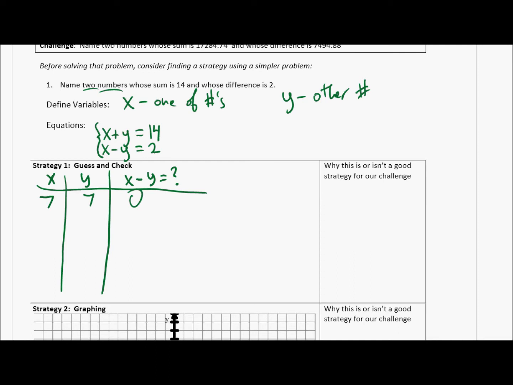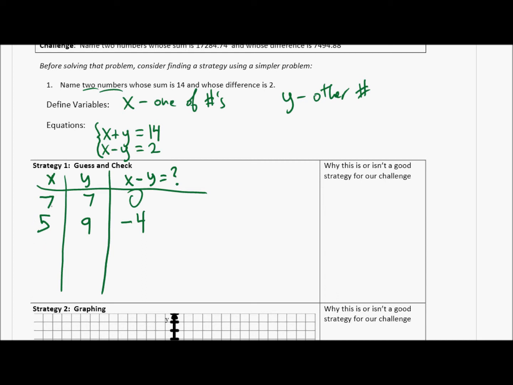So I try again. Maybe I'll make X be 5 this time. Well, 5 plus Y is supposed to equal 14, so it has to be 5 plus 9 would give me 14. And now if I do 5 minus 9, I end up with negative 4. But I wanted to end up with 2. Not only am I not at the correct answer yet, but you'll notice from my first guess, I've actually gotten further away from the answer. So I don't want to make X smaller. I want to make X bigger.